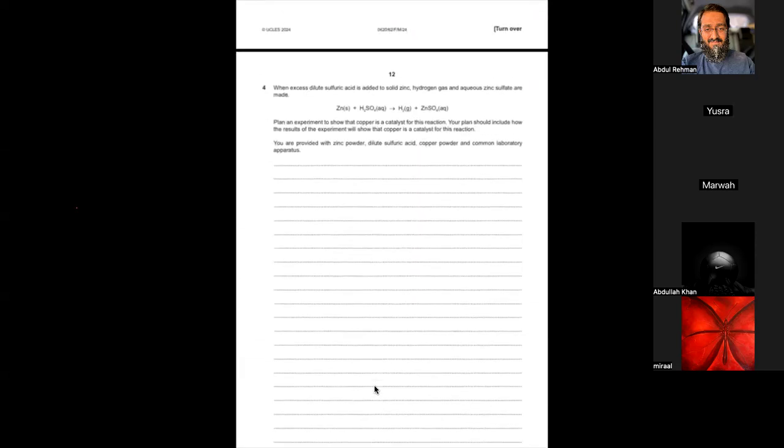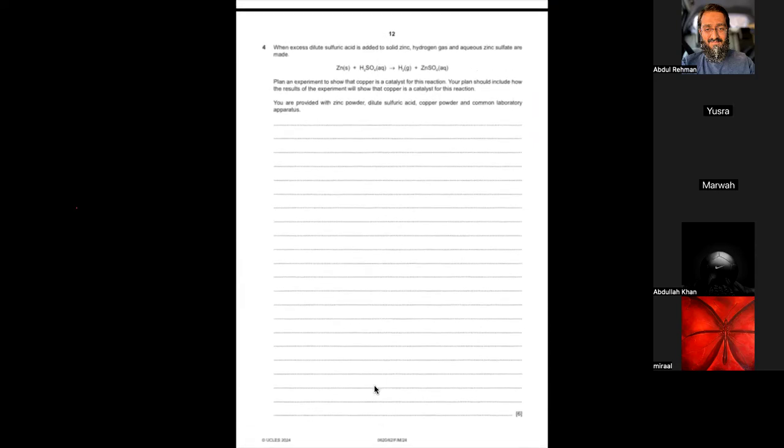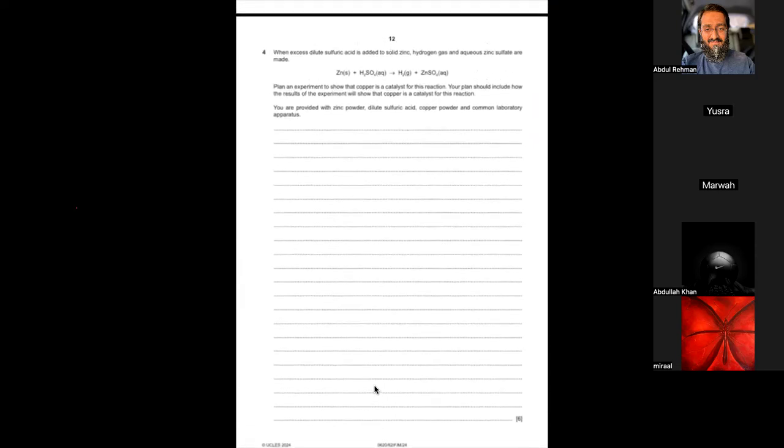Okay, now next, a 6-mark question. When excess dilute sulfuric acid is added to solid zinc, hydrogen gas and zinc sulfate are formed. You got the equation. Plan an experiment to show that copper is a catalyst for this reaction. Your plan should include how the results of the experiment will show that copper is a catalyst. You are provided with zinc, water, dilute sulfuric acid, copper powder, and common laboratory apparatus.